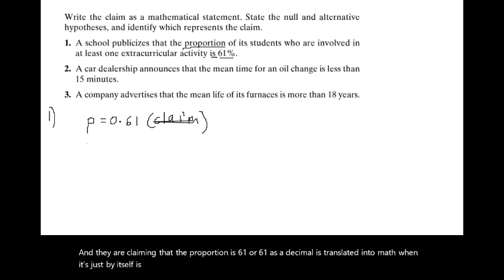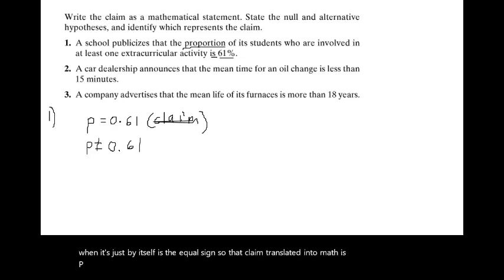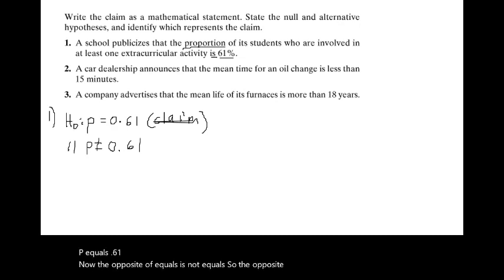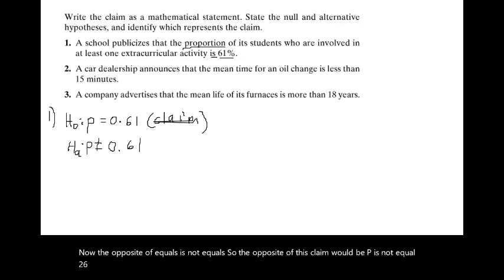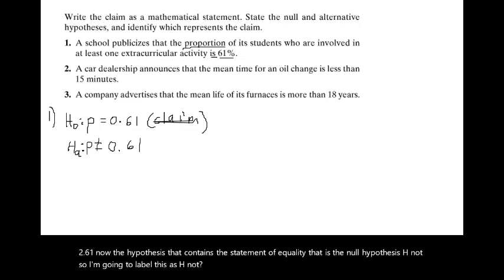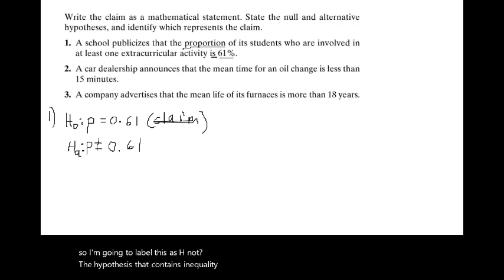Now the opposite of equals is not equals. So the opposite of this claim would be P is not equal to 0.61. Now the hypothesis that contains the statement of equality, that is the null hypothesis, H naught. So I'm going to label this as H naught. The hypothesis that contains inequality is the alternate hypothesis, so HA is P is not equal to 0.61. Remember, in this case, your claim was the null hypothesis. It's not always going to be, so make sure that you label which one is your claim.